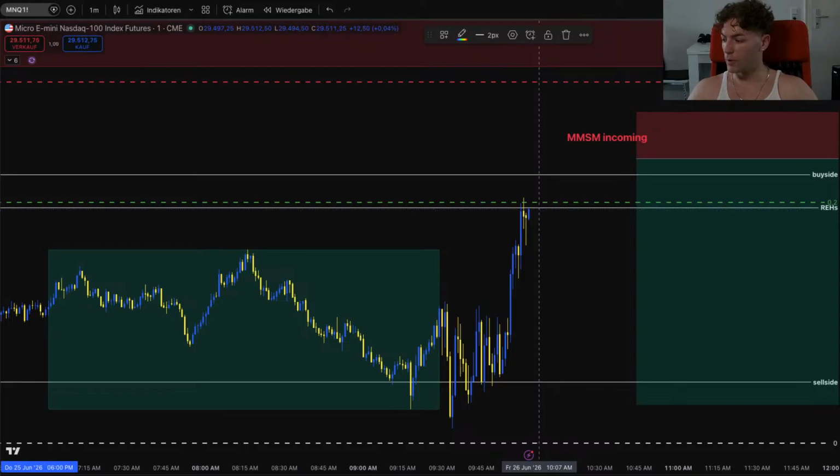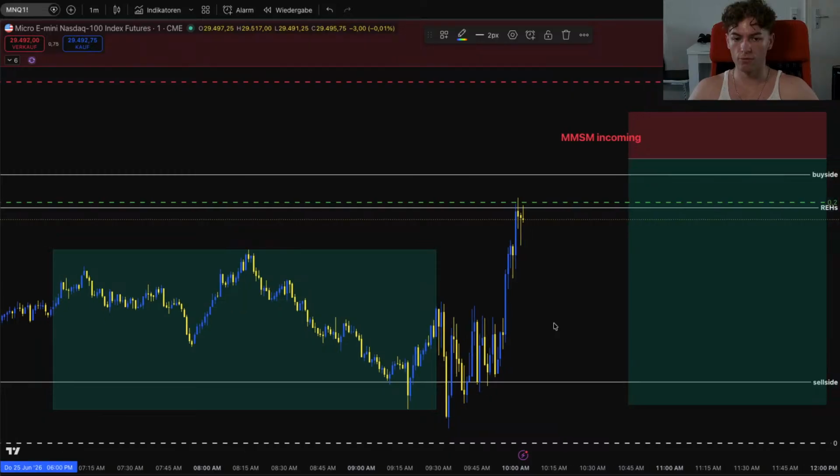Yeah, like new week opening gap, for example. Yeah, new week opening gap is also a concept. But this is the opening range gap. That's a different concept, but also a concept from ICT.